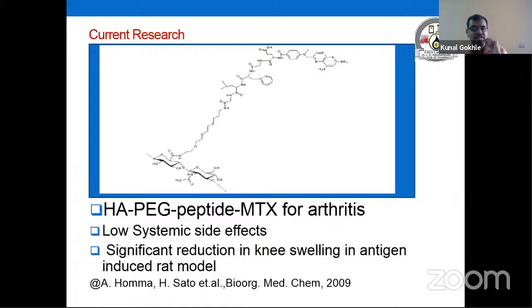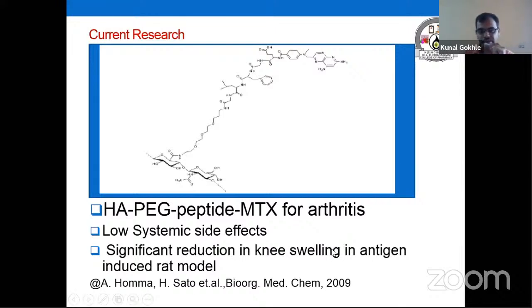And to overcome the side effects associated with methotrexate, scientists coupled hyaluronic acid with methotrexate through a PEG-peptide conjugate. This particular conjugate was found responsible for significantly reducing the knee swelling in an antigen-induced rat model. And this conjugate, I would say, gives very low systemic side effects. So this is how you can decrease the immunogenicity associated with the drug by coupling it with the polymer.